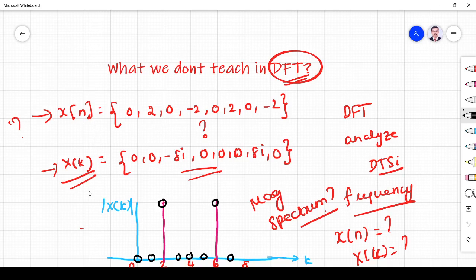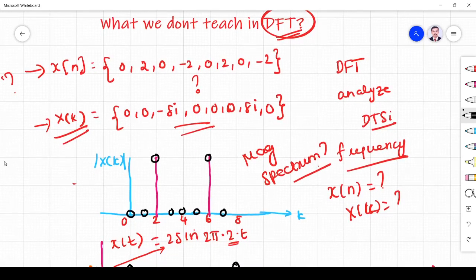After this x of n, you do all the procedure you know, find x of k and draw the spectrum. But once I know what f and fs are, I know where this spectrum will have its peak. I know that my f is a 2 Hz signal. My fs I have taken is 8 samples per second. How many points DFT are we going to take? It is 8 point DFT. Now we understand why I have taken 8 instead of 6 or 7. So N is equal to 8.